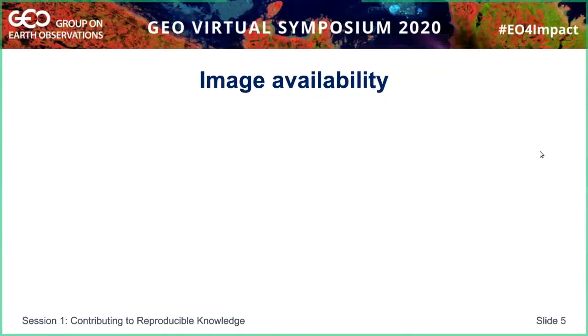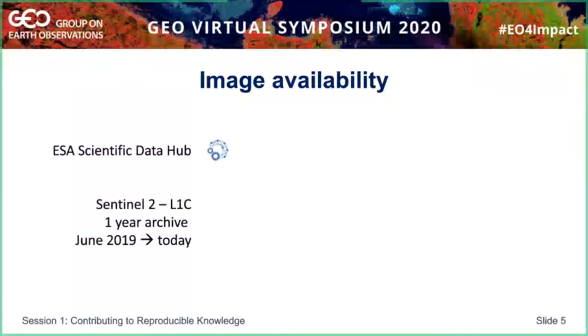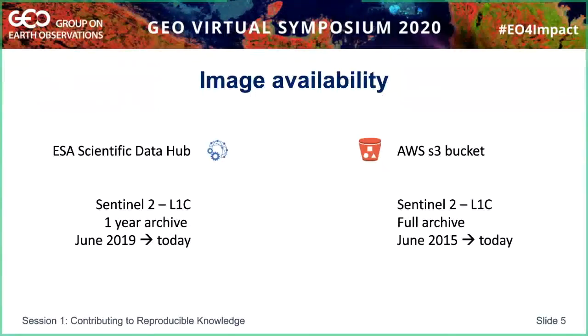So about the image availability. If you are working with the SciHub, so if you're working on your local installation and not in the cloud, you have to download the images from the SciHub, and there's only 1 year of archive, from June 2019 until today. So it could be a limitation, but if you work with the bucket in the cloud, you can have the full archive of Sentinel-2 images from June 2015 until today. So you will have more images.